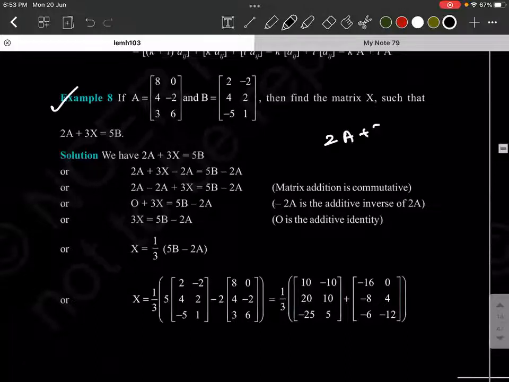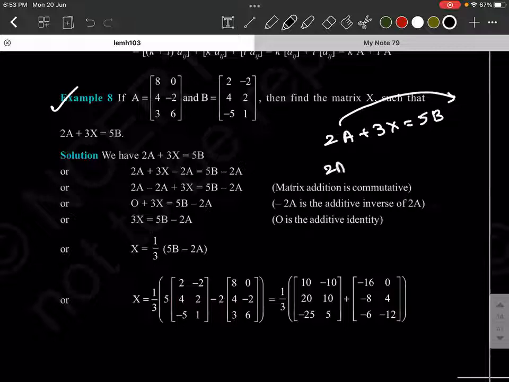So 2A plus 3X is equal to 5B. Right. Now listen to this carefully. I know if you add, you can take this 2A to the other side, right? Is that what you thought of? Because you're looking at it like numbers, right? But generally what we will do is, if you want a matrix on the left hand side to go to the other side, you should always write adding the additive inverse of it.